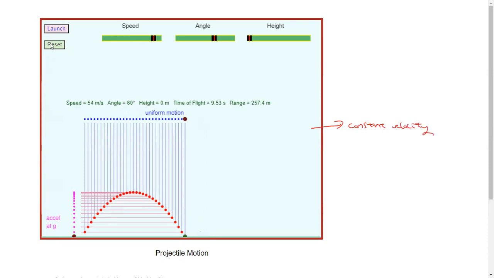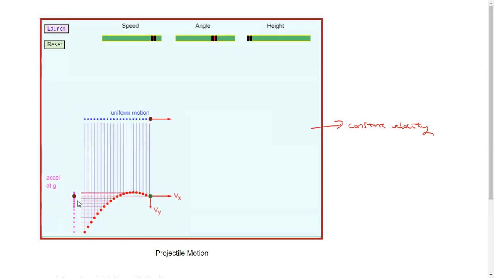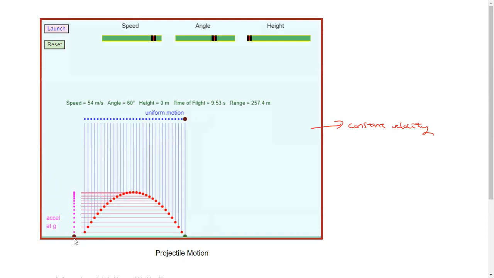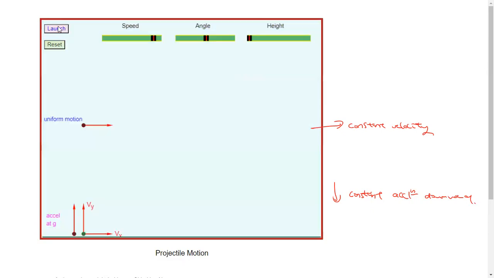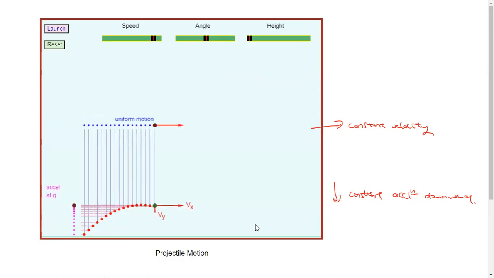And now let's take a look at just the same thing, but vertically. Is it going up faster and faster and faster? It's slowing down. And then it speeds up. Right. So this way, it has constant acceleration downward. So we can, of course, change the speed and the angle. And as we do so, the object will go through a different path.